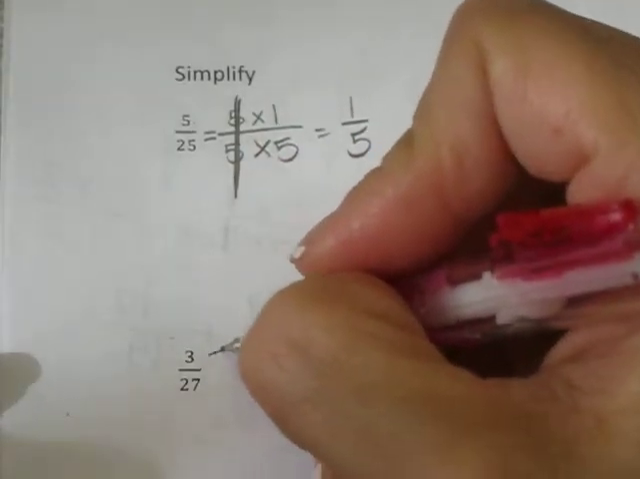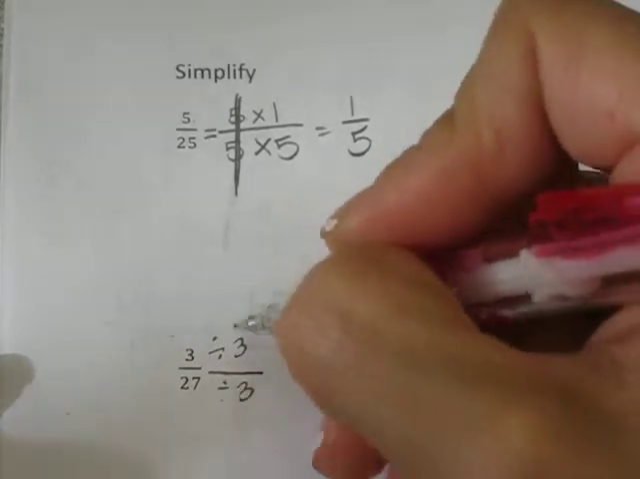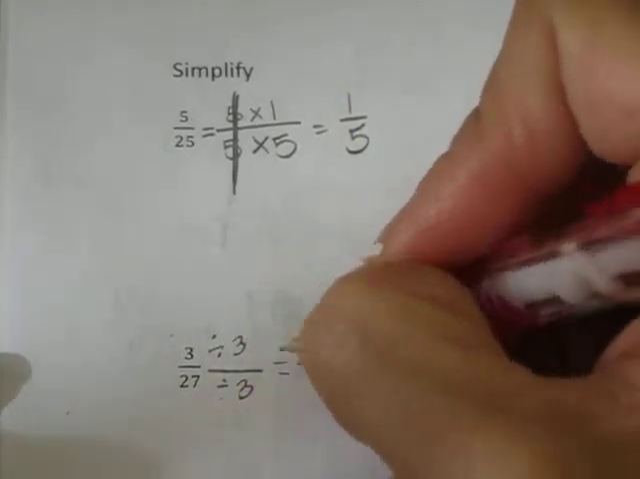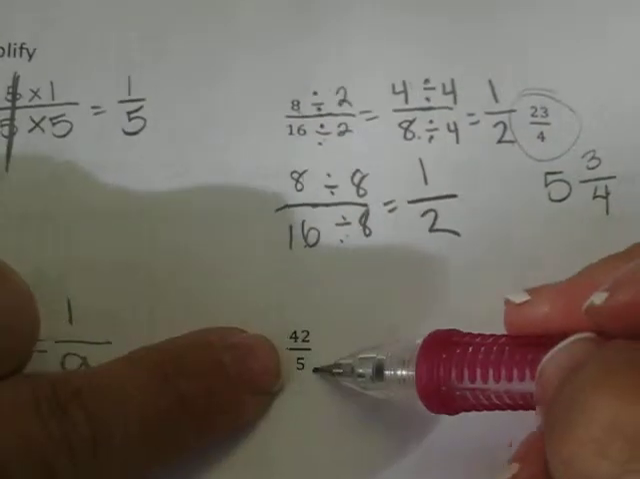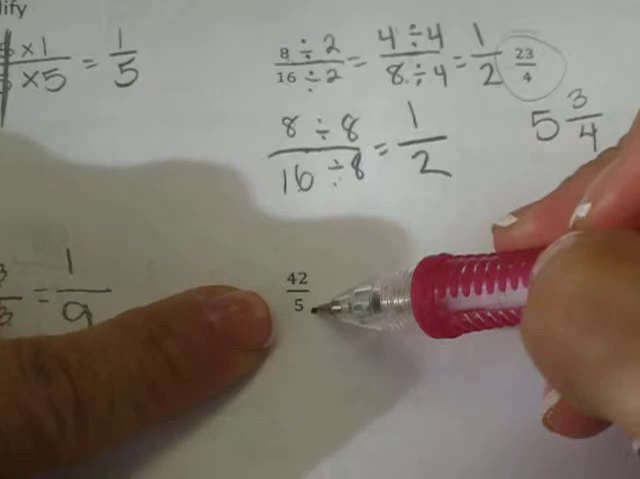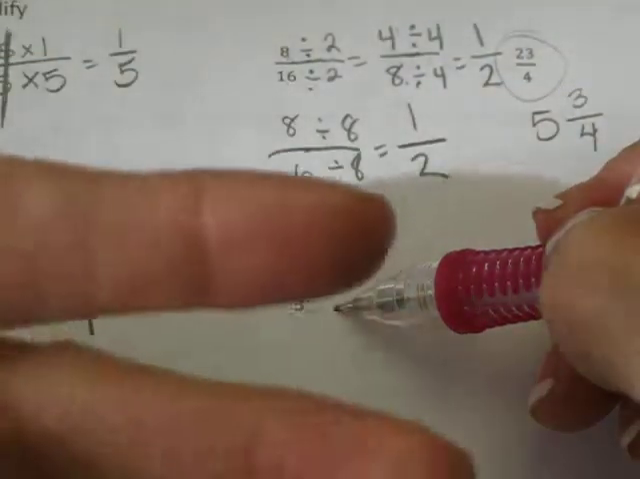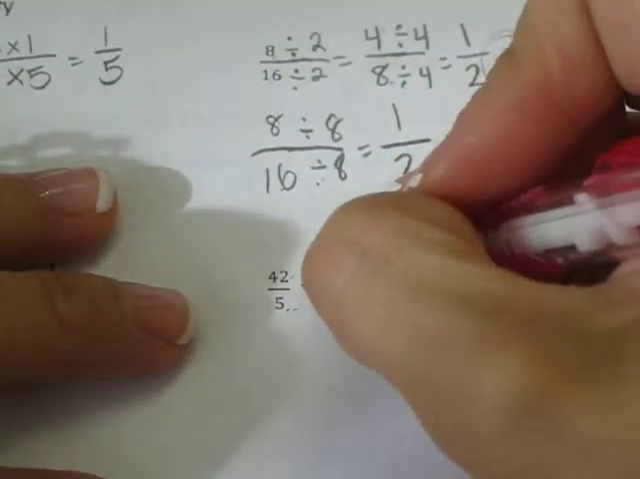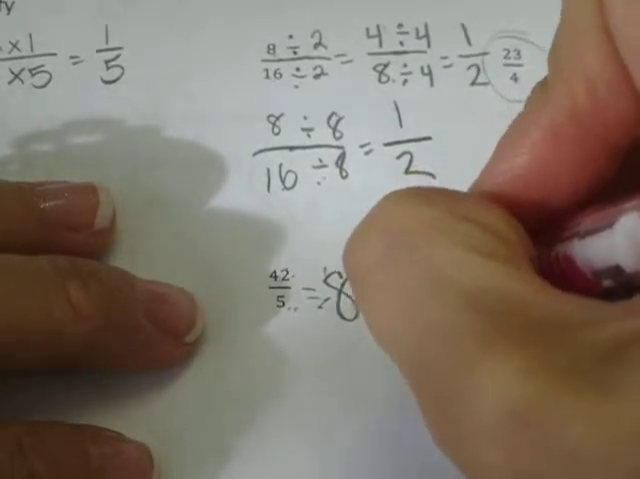3/7. I can divide both of these by 3. So 3/3. Remember, whatever you do to the top, you must do to the bottom. 3 divided by 3 is 1. 7 divided by 3 is 9. This is an improper fraction, okay? Because it's 5s, how many times can 5 go into 40? We can just count 5, 10, 15, 20, 25, 30, 35, 40. That's 8 times. And if it's 42, how many are left over? 2 out of 5.